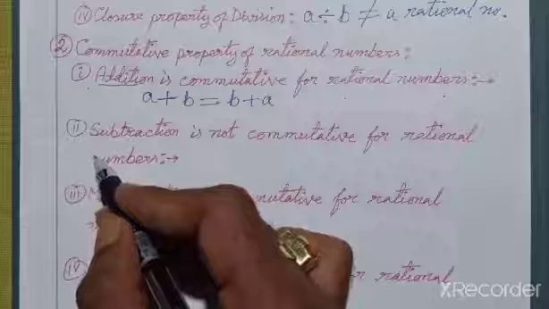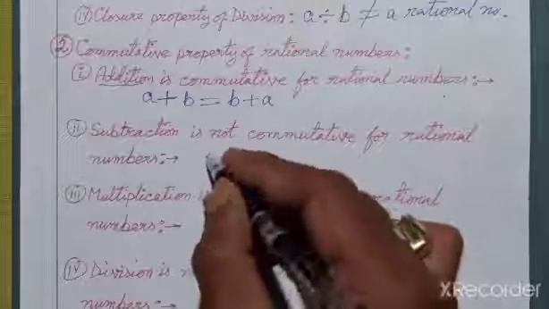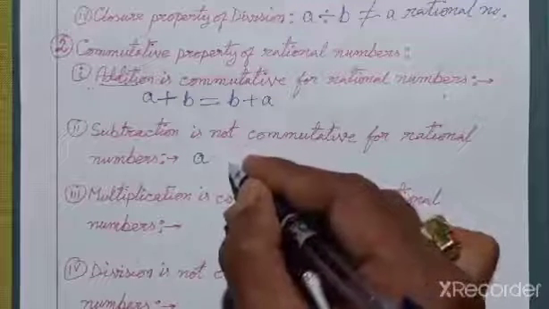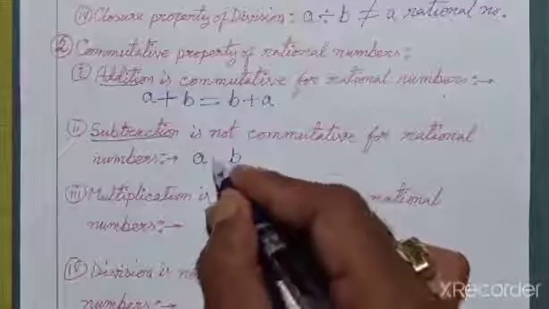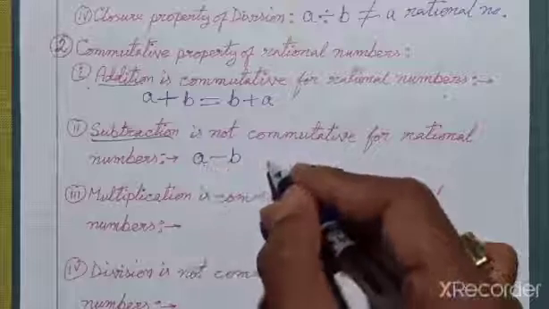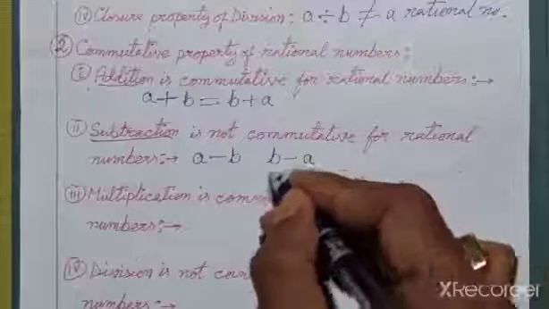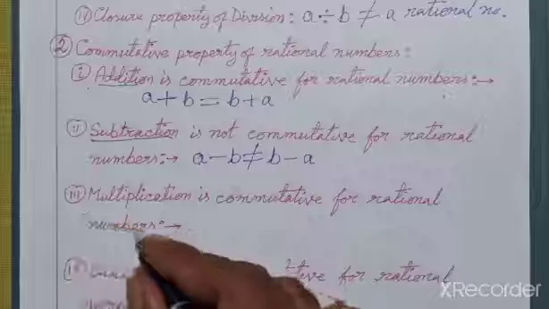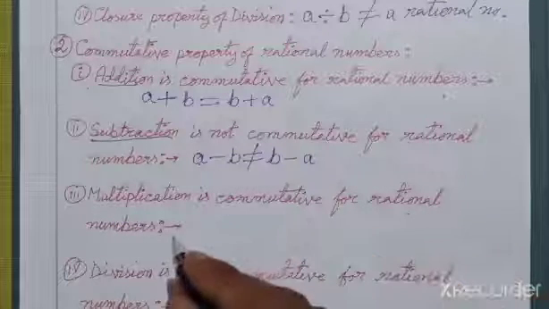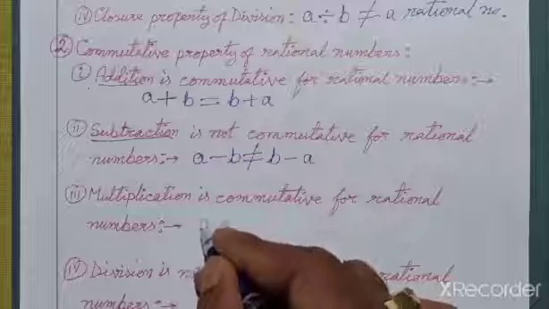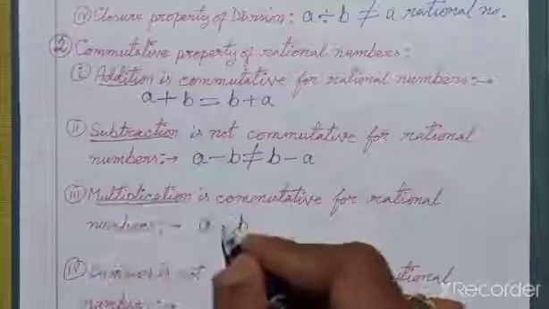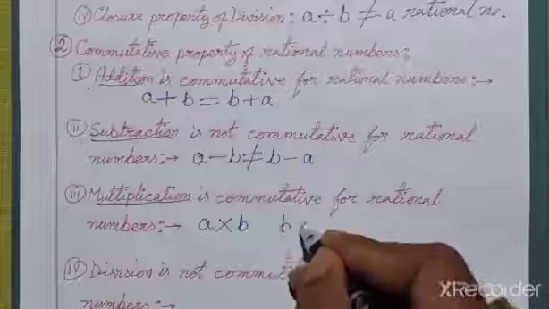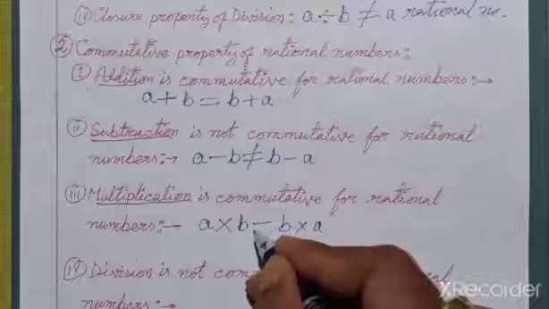Number 2, subtraction is not commutative for rational numbers. By this property, if we subtract two rational numbers A and B, then A minus B and B minus A are not equal. Property number 3, multiplication is commutative for rational numbers. If we multiply A and B, and change the order, B into A, these two answers are equal.